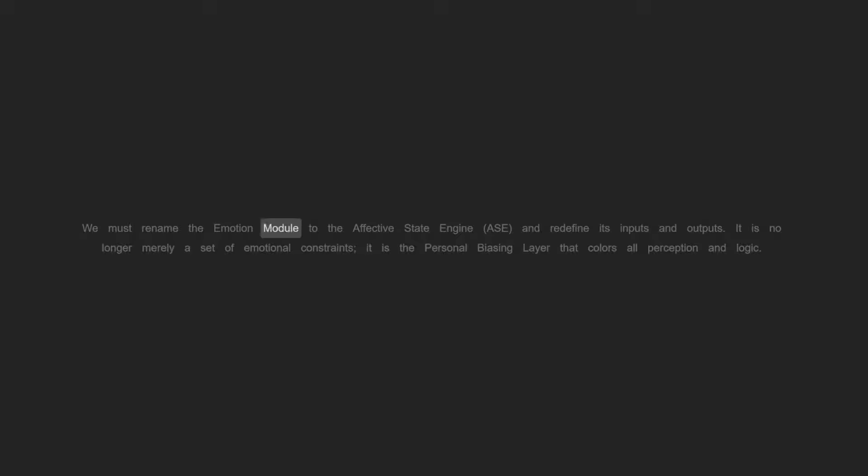The final synthesis, emotional memory and bias. We must rename the emotion module to the affective state engine, ASE, and redefine its inputs and outputs. It is no longer merely a set of emotional constraints, it is the personal biasing layer that colors all perception and logic. One structural change: experience-weighted affective parameters. The ASE is now explicitly linked to the memory logic. Its parameters are not abstract, like joy, they are concrete association vectors. Parameter type: object/concept leads to emotional weight.